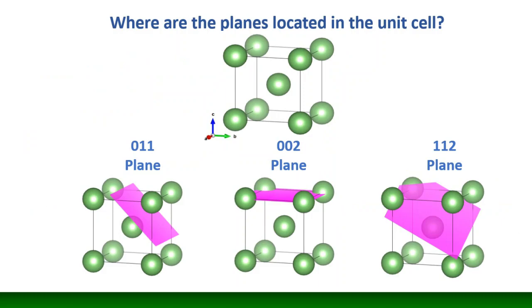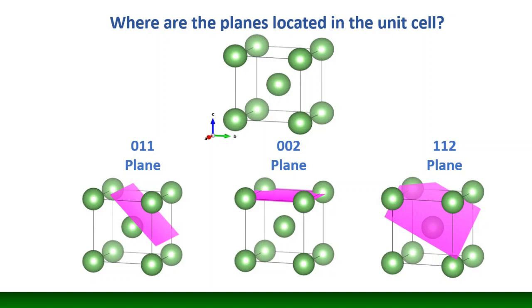Okay, after being able to assign and correlate the Miller indices with the 2 theta peak position in the X-ray diffractogram, the next question students may have is, where are those planes located in a unit cell? If you put our Miller indices in the unit cell, think about a unit cell, we can locate and draw some of those planes, okay?